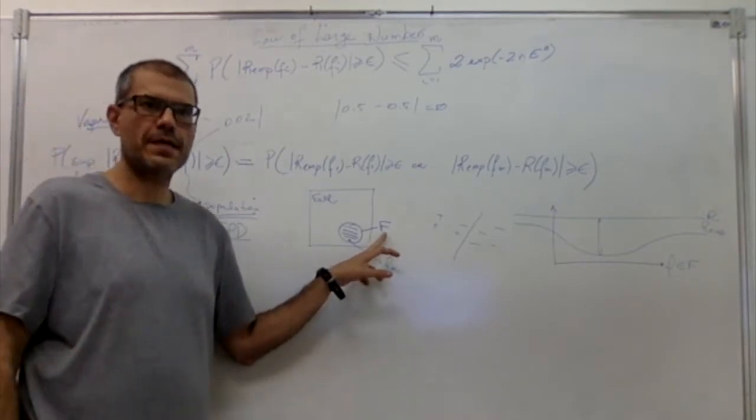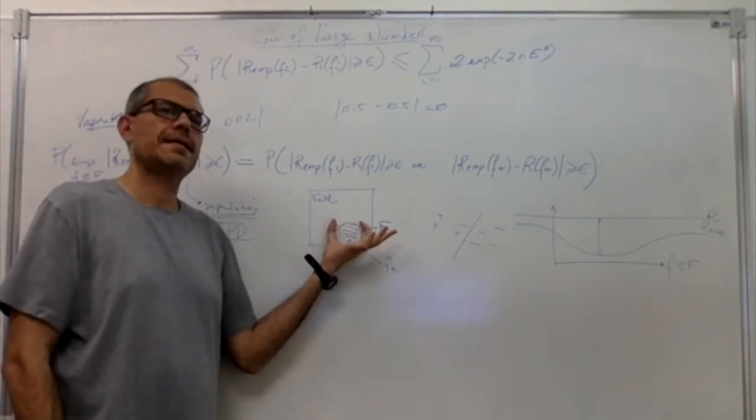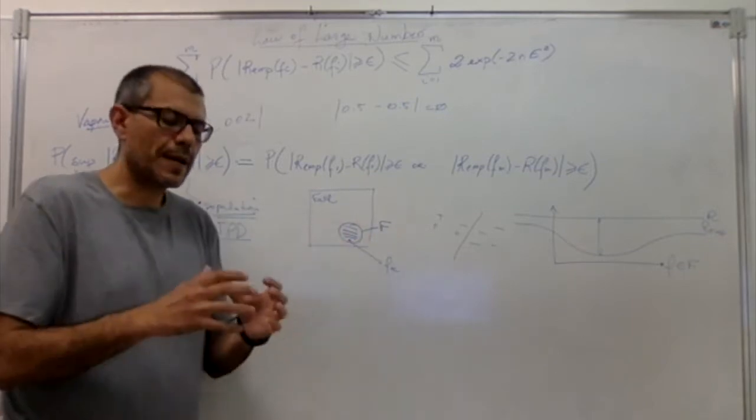The capital F? The capital F is a bias. It defines for me the subspace of functions.